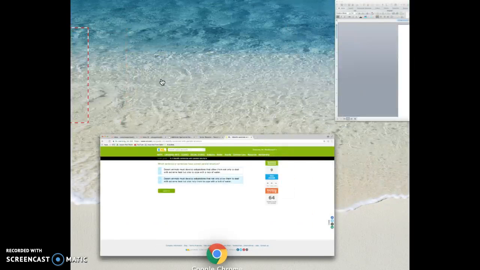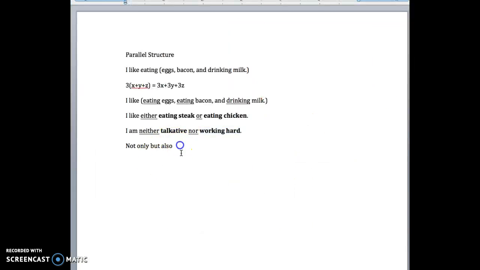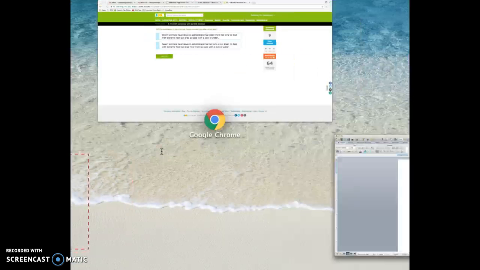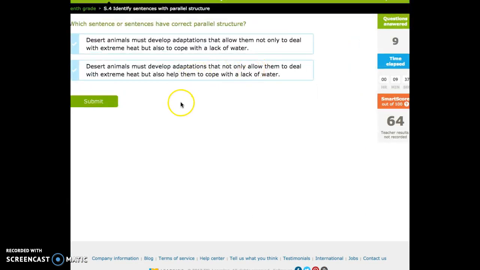Okay, here's a not only but also example. So the same thing applies here. Not only, and then something, but also something. And whatever those somethings are, you need to match. So let's see if they're parallel. Another way to say match.